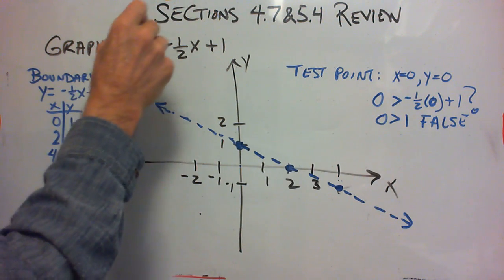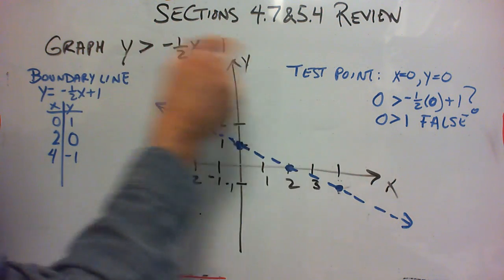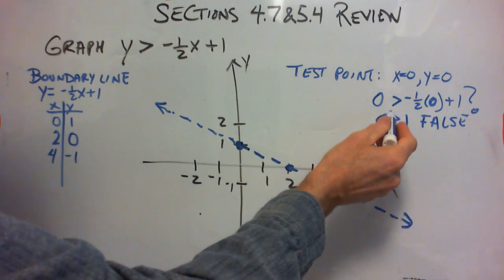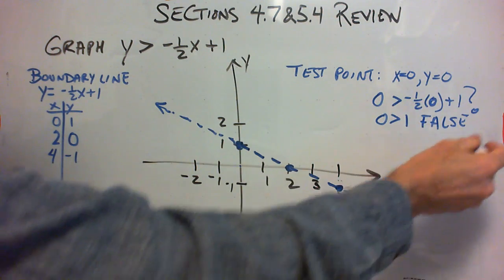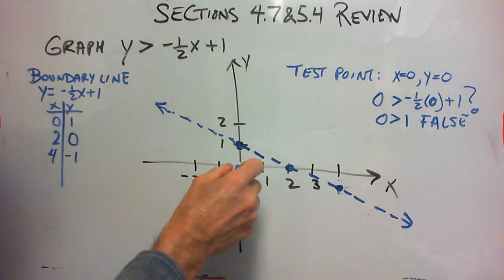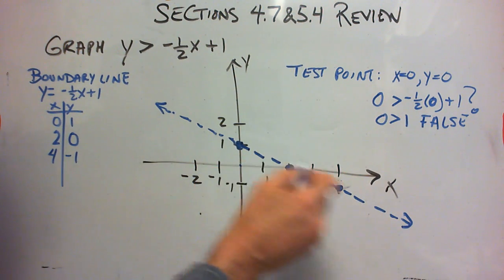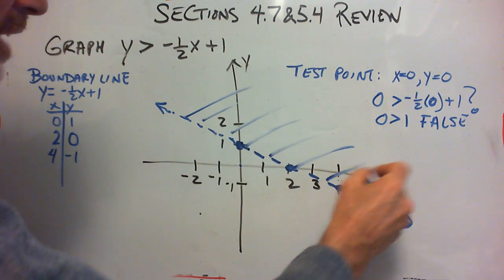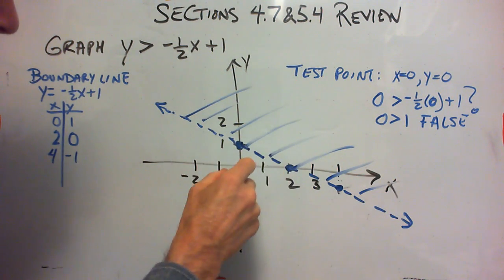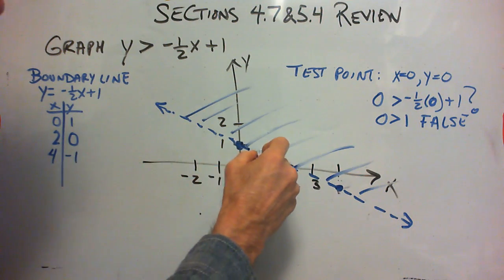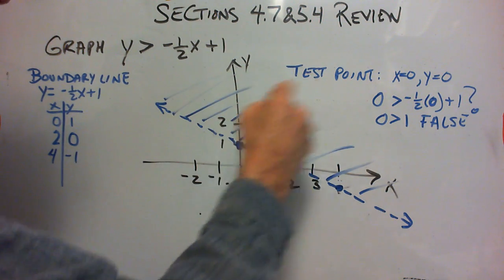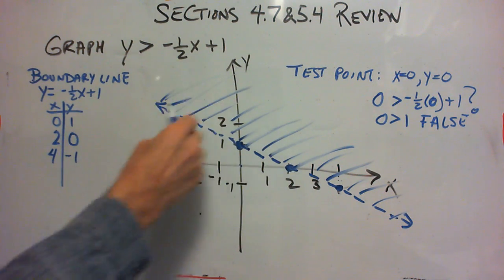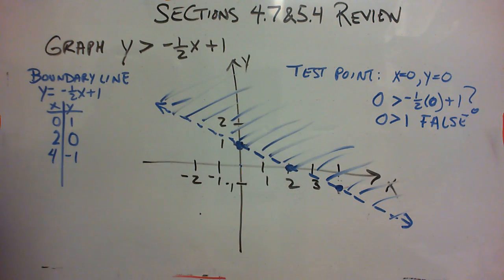We plug in 0 for y, 0 for x, and we get 0 greater than negative 1/2 times 0 plus 1. Well, that results in 0 greater than 1, which is false. So that means we do not shade the side that contains 0, 0. We shade the other side, the top side. If it had been true, we would have shaded the bottom side that contained that point. So that's our graph. It's the shaded area to the top of our dashed boundary line.